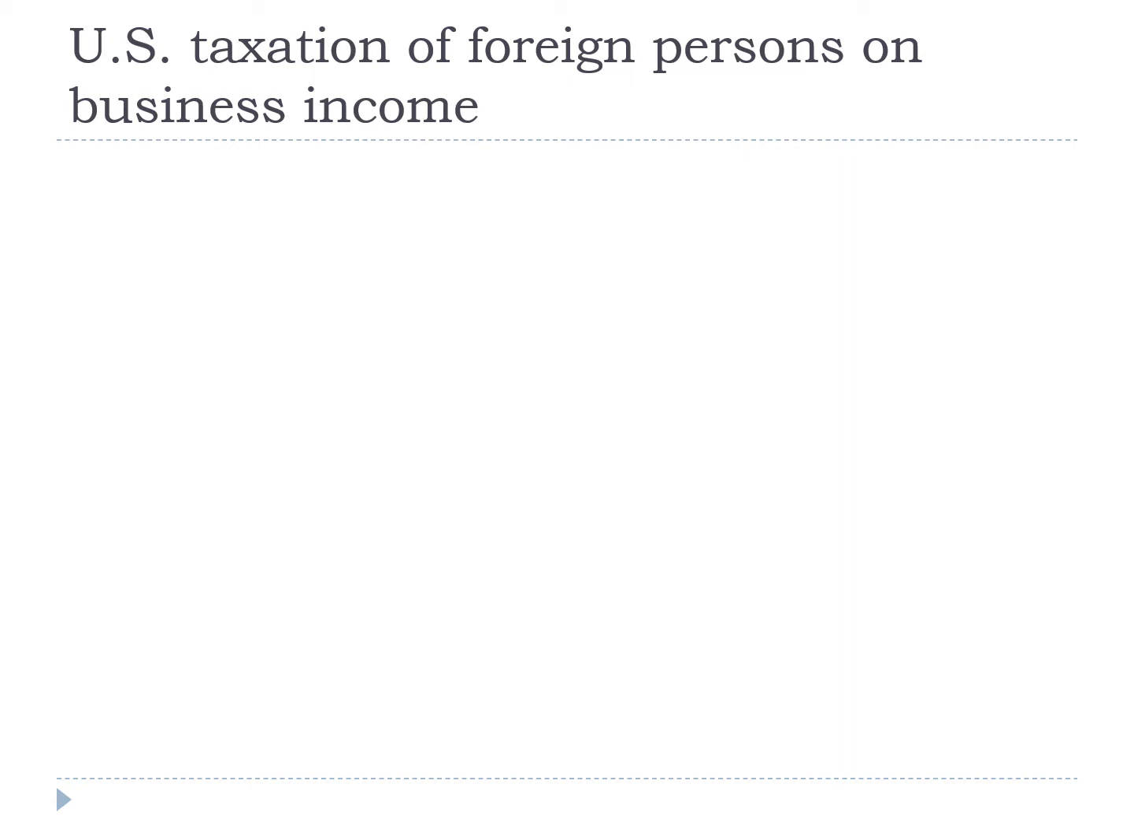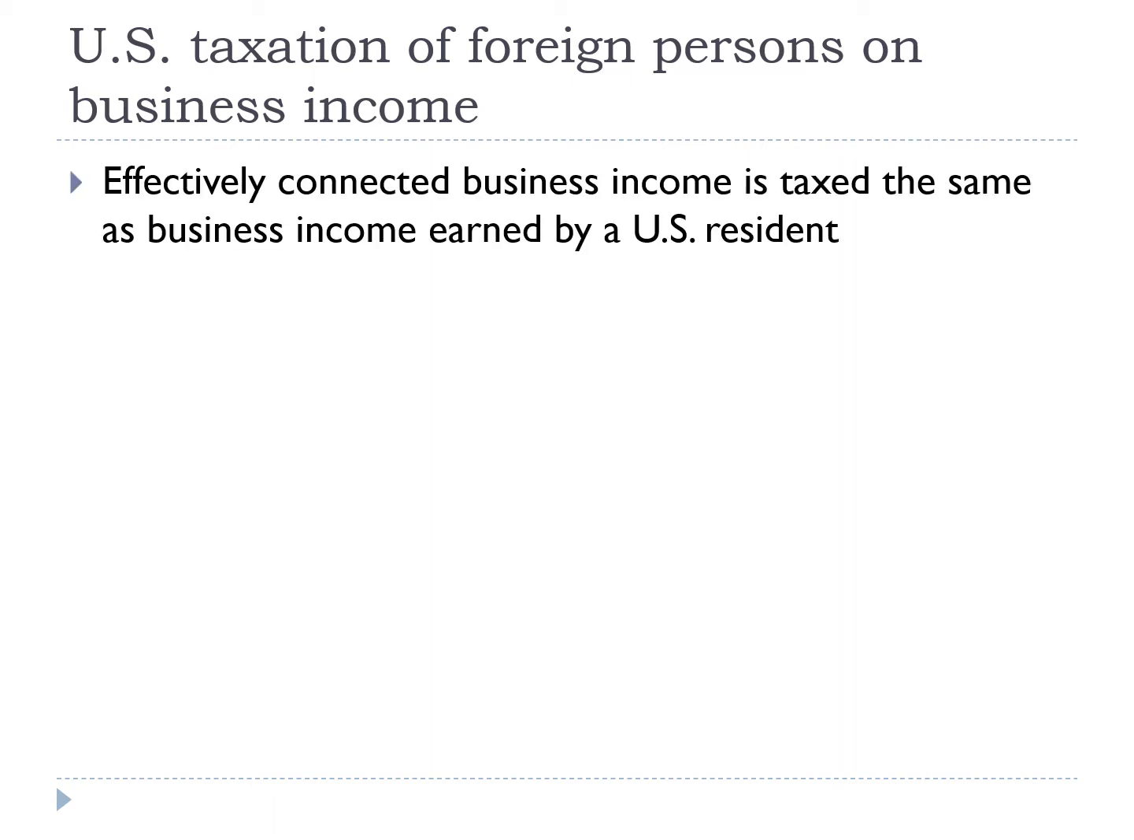Foreign persons are taxed in the United States on business income sourced in, that is, originating in, the United States. The following outlines taxation of such income under U.S. domestic tax law. A foreign person's income that is effectively connected with a U.S. business is taxed in the same manner, using the same rates, as income earned by a U.S. resident.